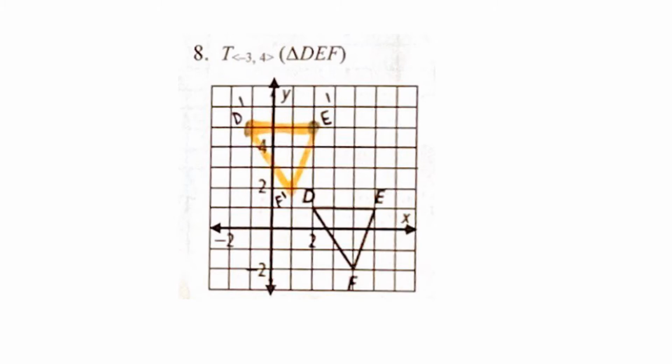Number 8, looks like we're doing a translation. So -3 in the x direction, +4 in the y direction. So pretty basic, just take everything, -3 on the x, +4 on the y, and there's your D', E', F' there. Make sure your points are labeled.